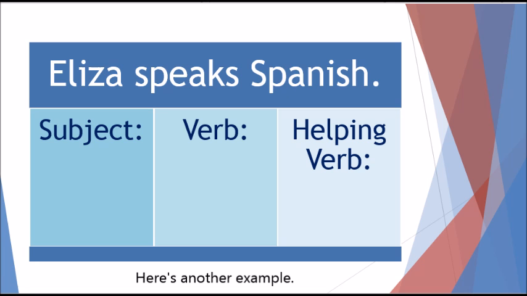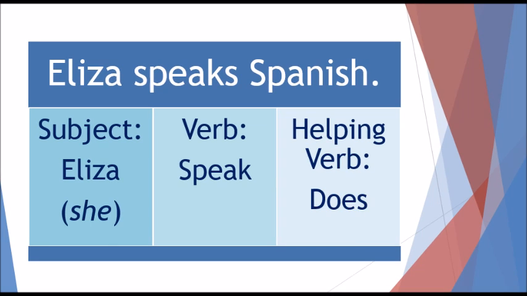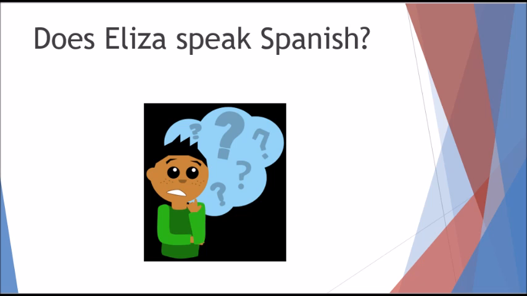Let's look at another example. Eliza speaks Spanish. To make this a question, we start by finding the subject, Eliza. The verb is speak. The helping verb here would be does, because Eliza is the subject of the sentence, and the female pronoun for Eliza would be she. So the question becomes, does Eliza speak Spanish?